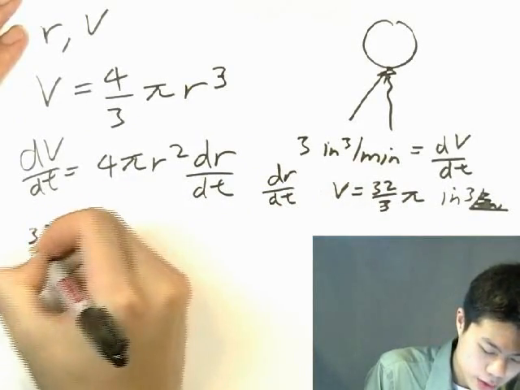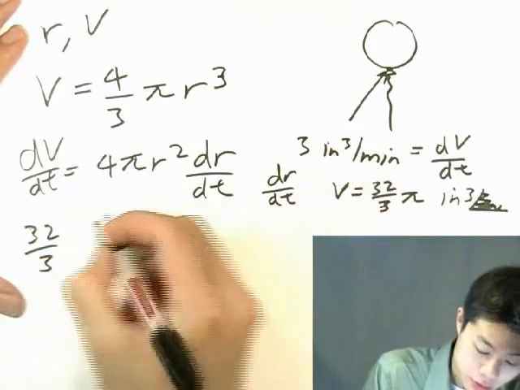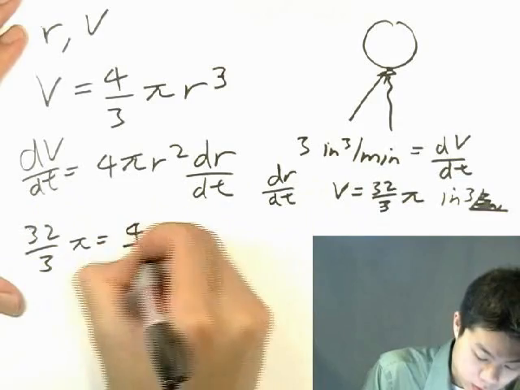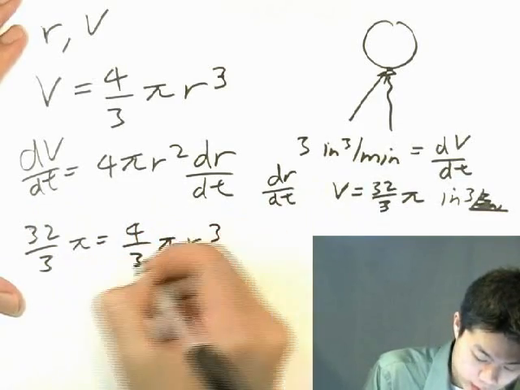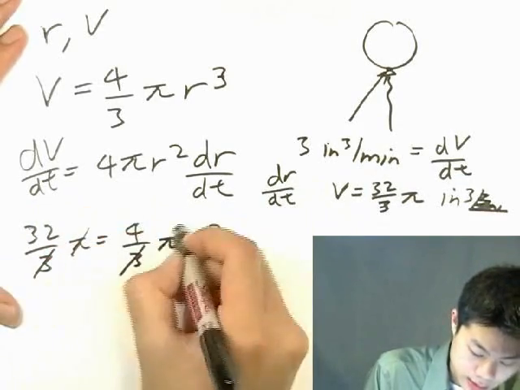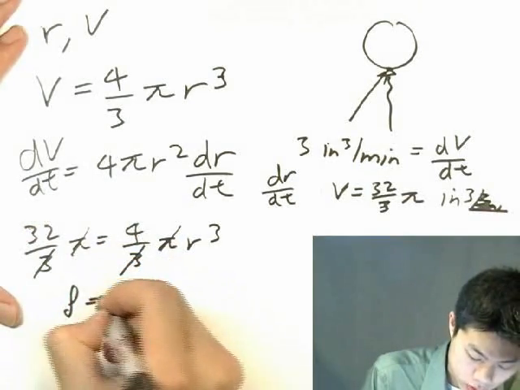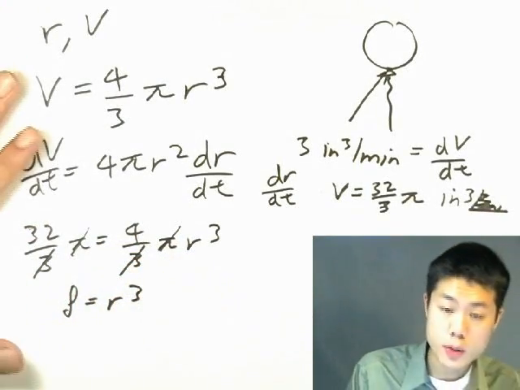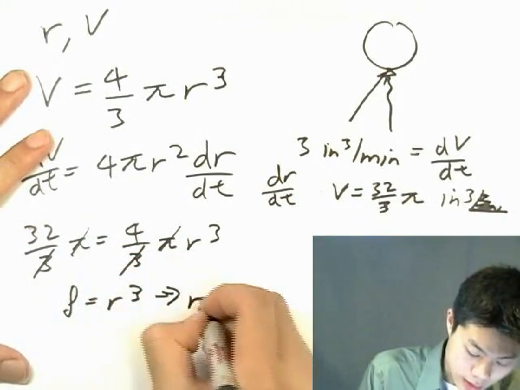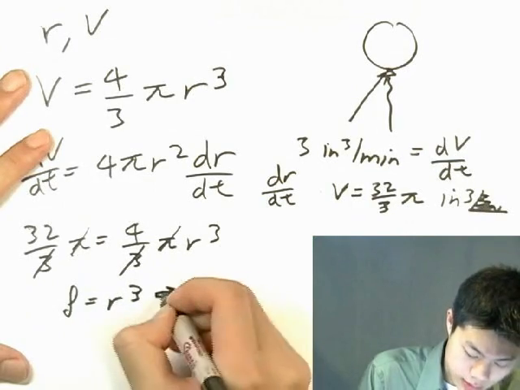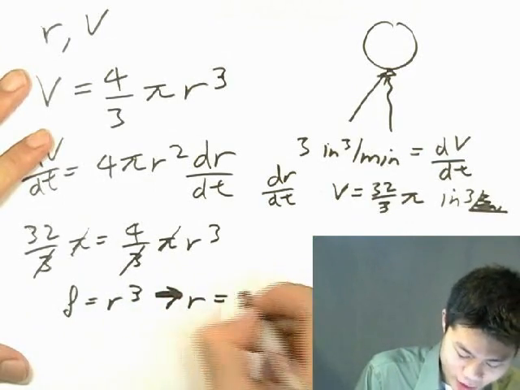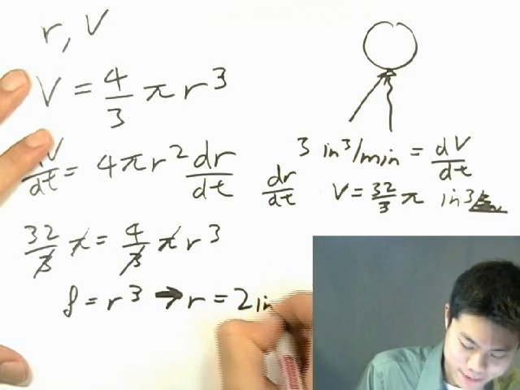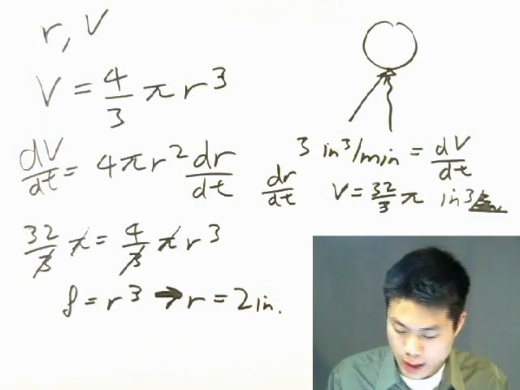So 32/3 pi is going to equal 4/3 pi r cubed. This cancels out, this cancels out. Bring this over: 8 equals r cubed. And then r is going to equal 2 inches. Okay, so let's plug everything in.